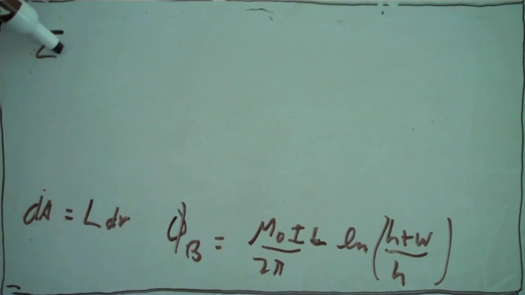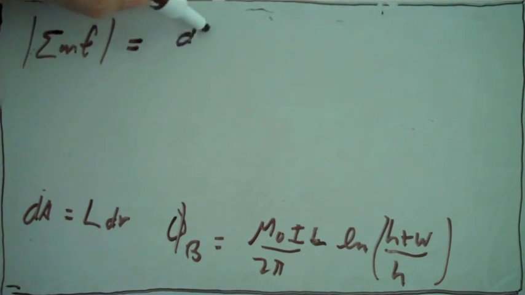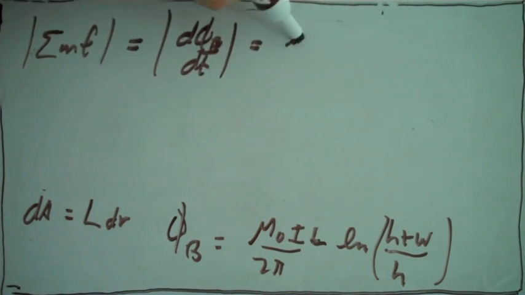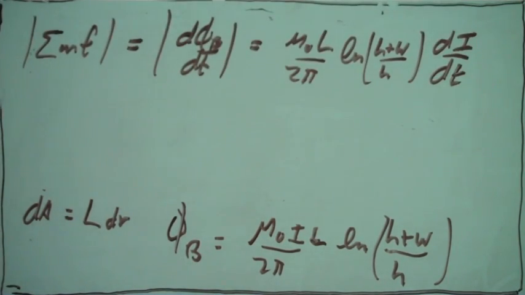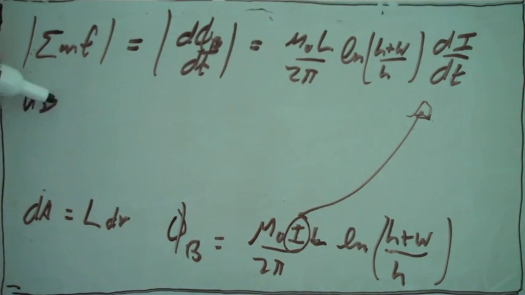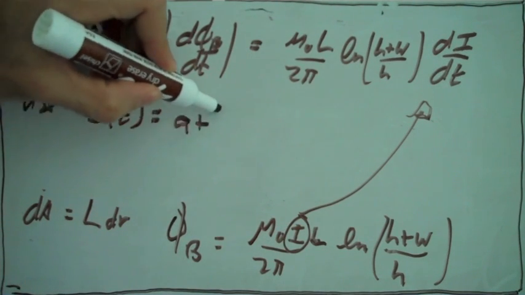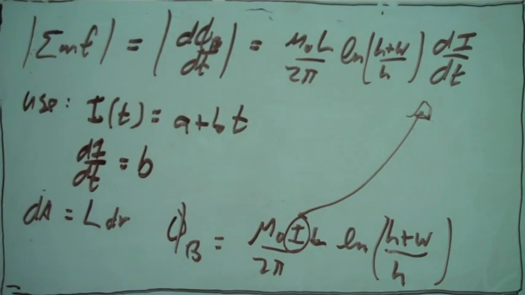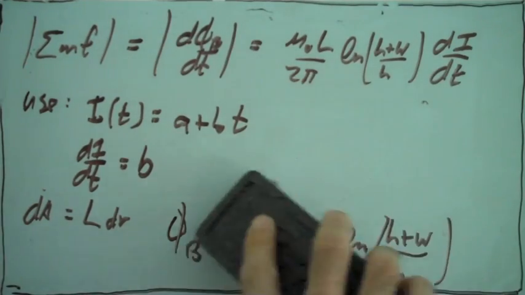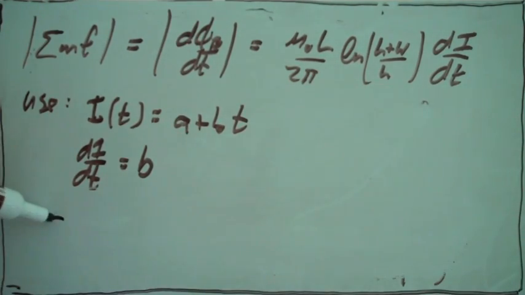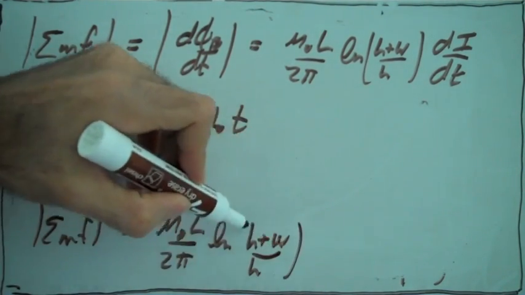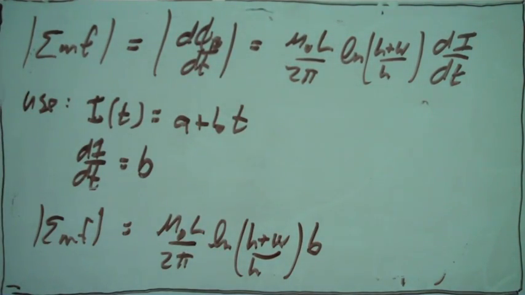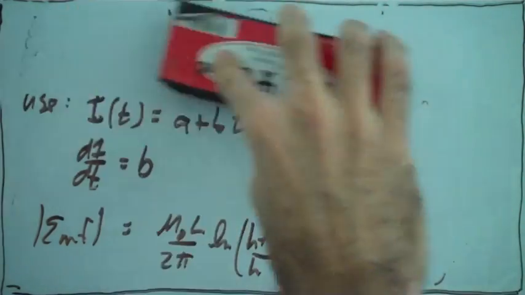So now the next thing we know is that the EMF induced in the square loop is the change in the flux with respect to time. And everything in the equation for the flux is constant except the current. So the current is changing with respect to time. And we know how this current changes with respect to time because we know the current is this, so the derivative of the current is B. So we plug that into di dt. And so the EMF induced in the square loop is given by this equation where we replace di dt by B.